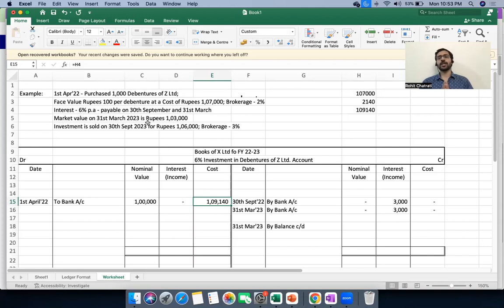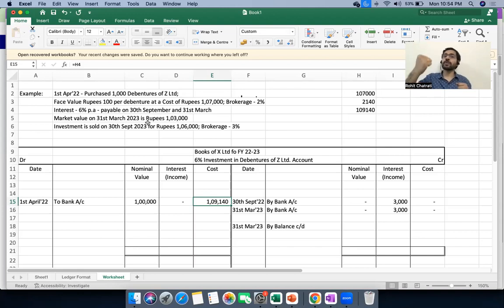In the books of accounts right now, I have got an investment at 1,09,140. The market value is only 1,03,000 rupees. We are going to apply the principle of cost or fair value, whichever is lower, assuming that this is a current investment. Applying that principle, the investment should appear in the books of accounts at 1,03,000. It is appearing at 1,09,140. It should appear at 1,03,000, which means I should recognize a loss.